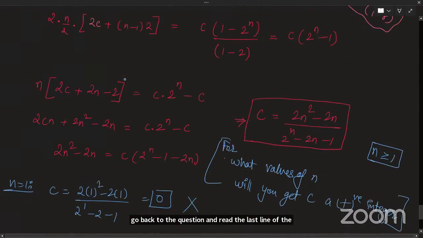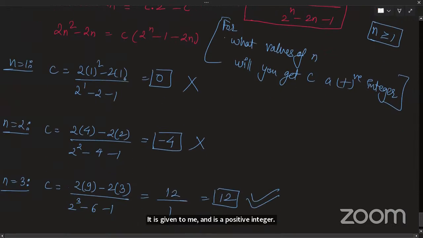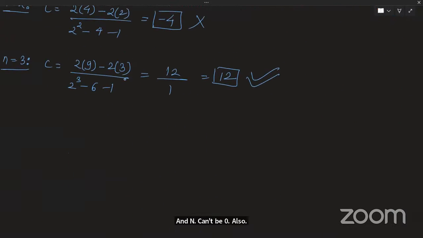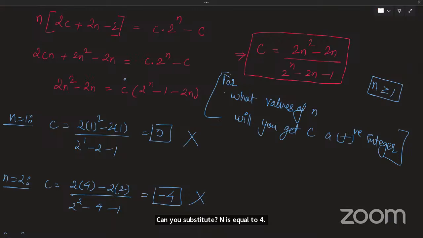n can't be 0 also. It is given to me already that n is also a positive integer. Okay, so now try for n is equal to 4. Can anyone do it for me fast? Can you substitute n is equal to 4 and tell me what is the value of C?